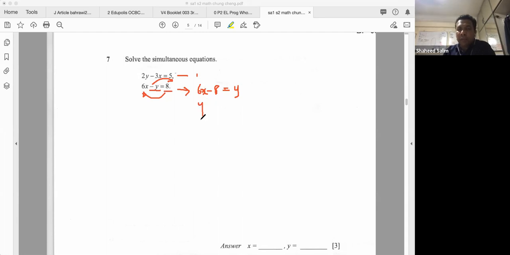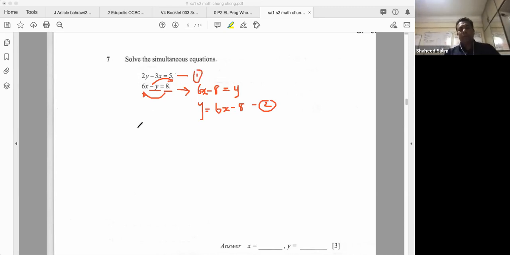So now I put this as y equals to... Shafi, you try to do on your own, Shafi. You try to solve this on your own. Okay, this one now becomes equation number 2. So Ryan, all you need to do is substitute 2 into 1. Can you try now from here? Substitute 2 into 1.